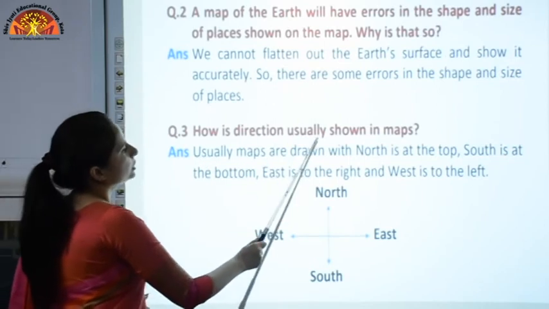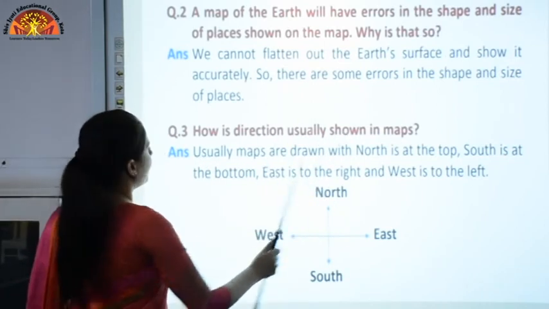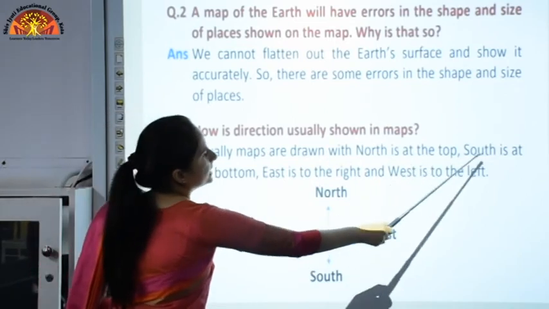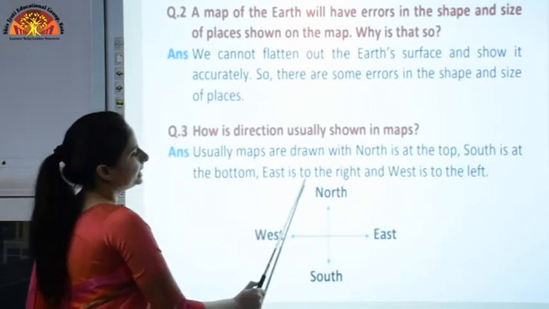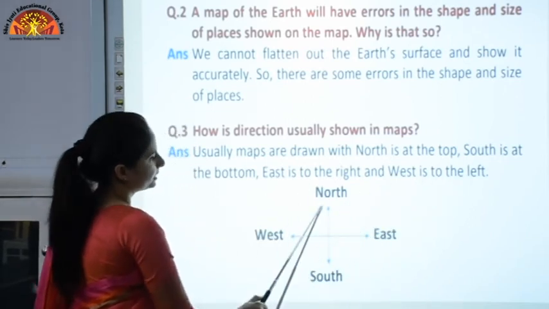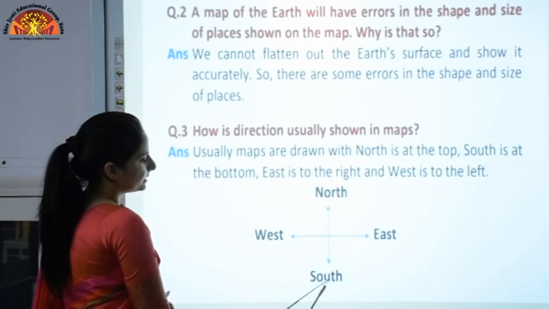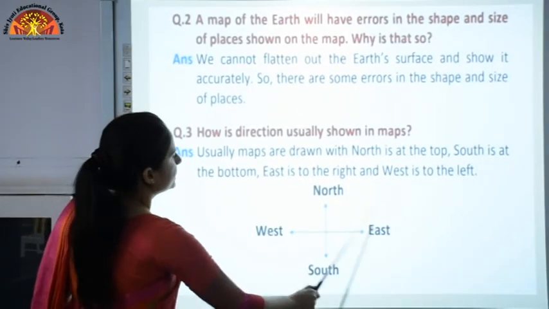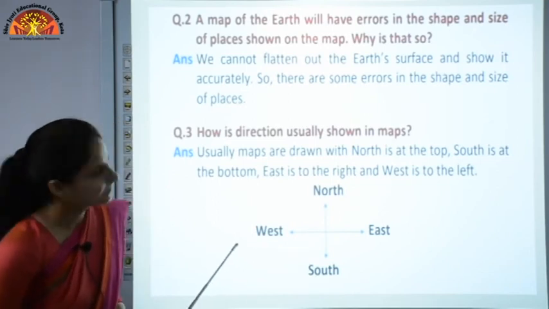How is direction usually shown in maps? Usually maps are drawn with north at the top, south at the bottom, east to the right and west to the left. You can see this picture. North is at the top, south at the bottom, west is to the left and east is to the right.